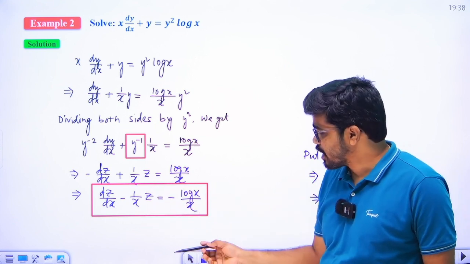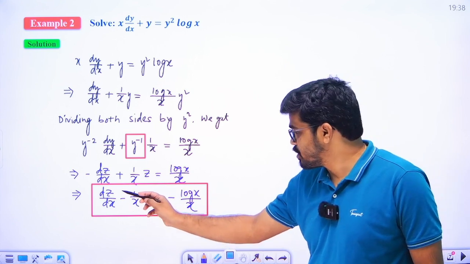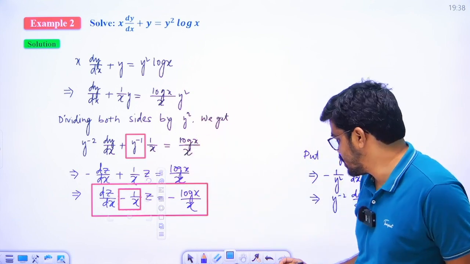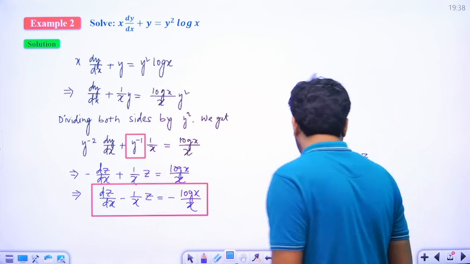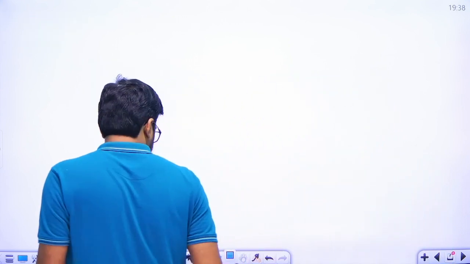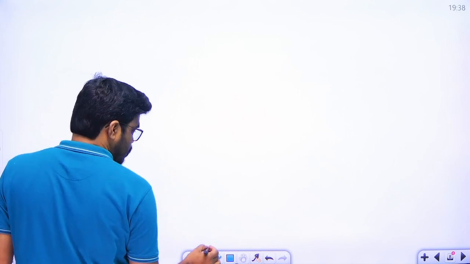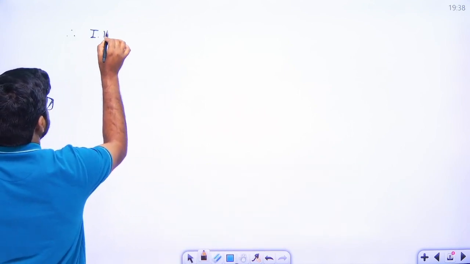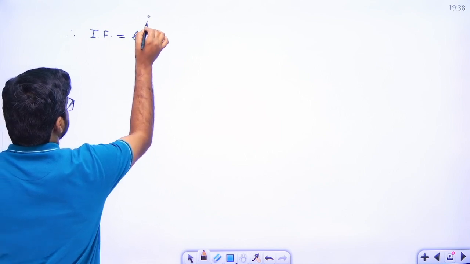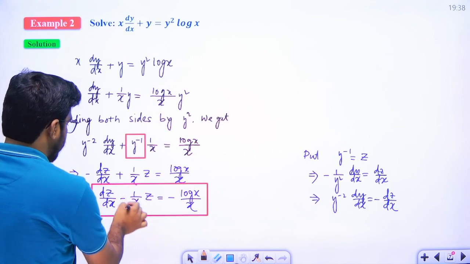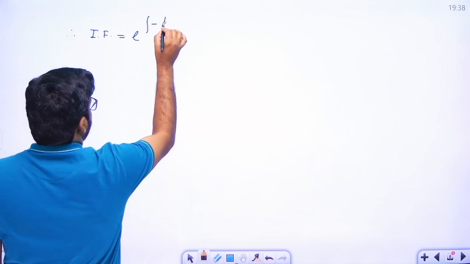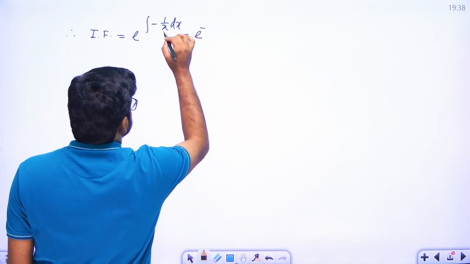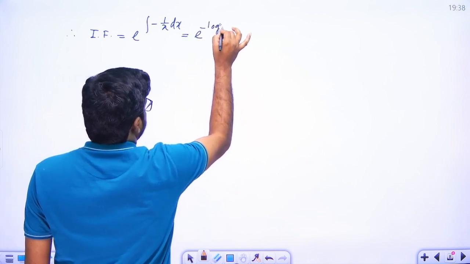What is the integrating factor? E to the power integration p dx. So this is the p, that is e to the power integration minus 1 by x dx, right? So therefore integrating factor will be e to the power integration p, p is minus 1 by x, minus 1 by x dx. That is e to the power minus log x, right?